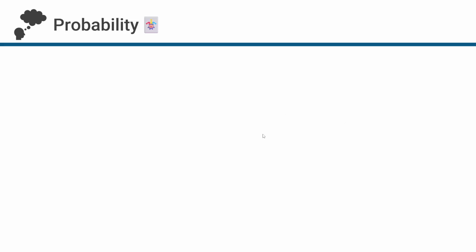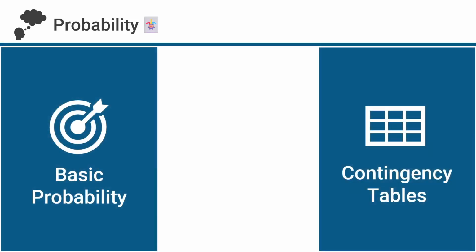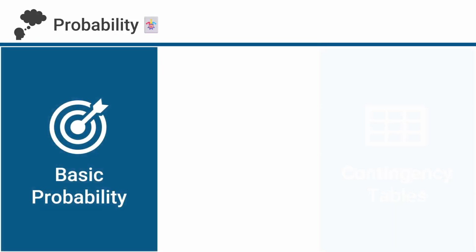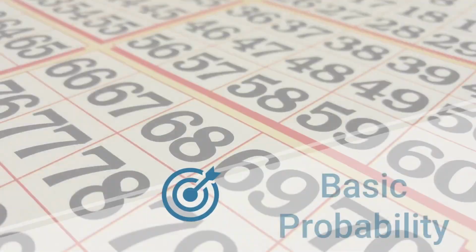So, what is probability? We will be discussing it in two sections. Number one is basic probability and the use of contingency tables. In the first video we will be using discrete probability first, and then contingency tables in the next. So, what is basic probability?